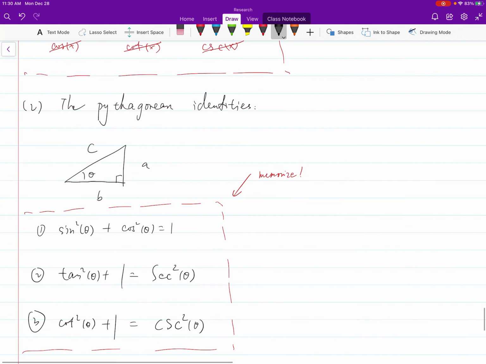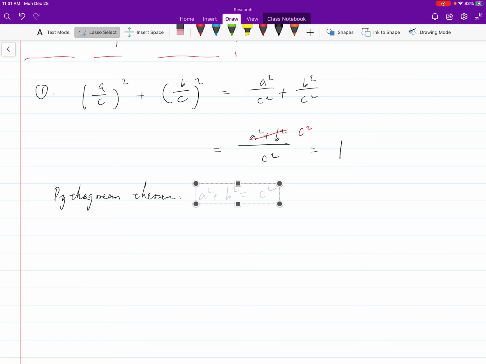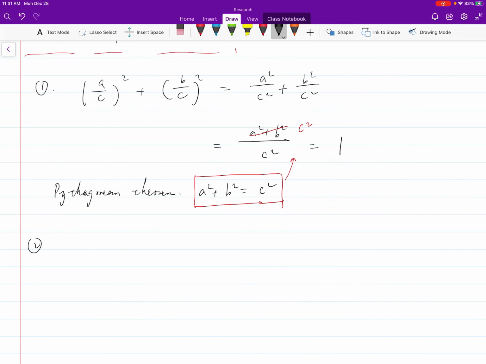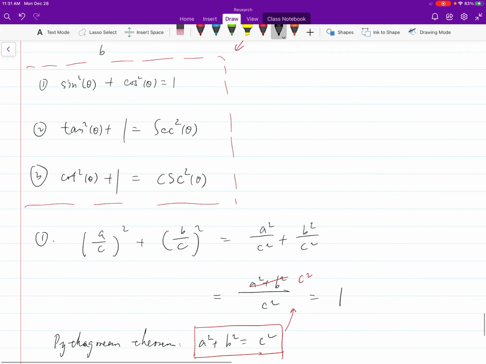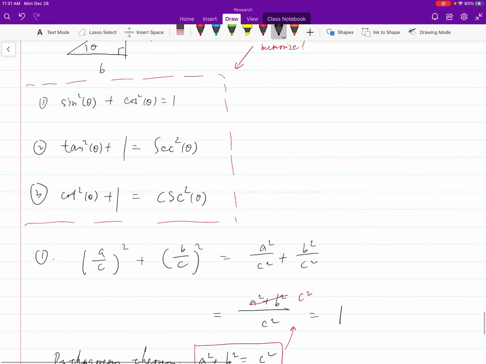The problem is, does a squared plus b squared equal c squared? If you have a right triangle, yes, because it's the Pythagorean theorem. Therefore, the first identity is true because of this simple fact of Pythagorean theorem. Exercise to do the second one. Again, using the Pythagorean theorem somewhere, you will be able to show tangent squared plus 1 equals secant squared. All right.